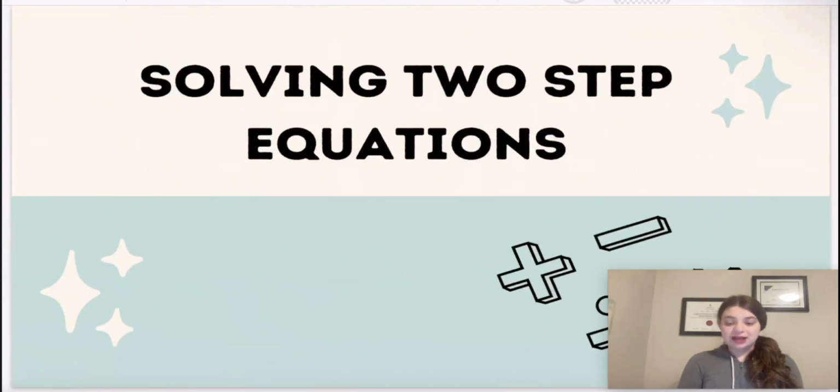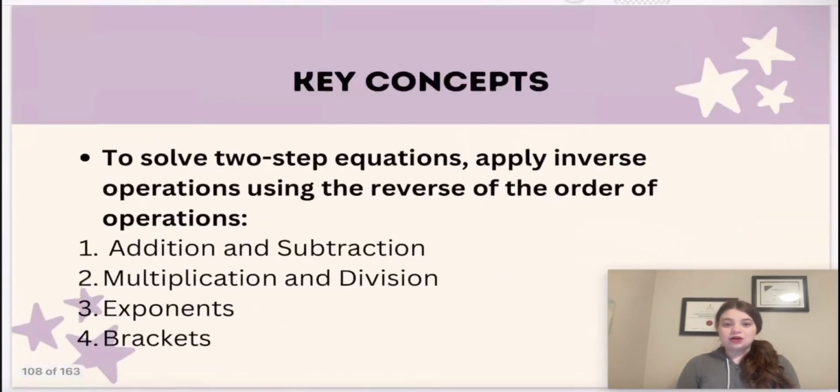Welcome back. Today we're going to talk about how to solve two-step equations, and I'm going to be going over 4 examples today. So how do we solve two-step equations? We want to apply the inverse operations using the reverse order. So first we want to undo addition and subtraction, then undo multiplication and division, then undo exponents, then undo brackets where applicable. In these particular situations for the examples I'll be going through today, it'll just be a matter of doing addition or subtraction first and then doing multiplication or division.